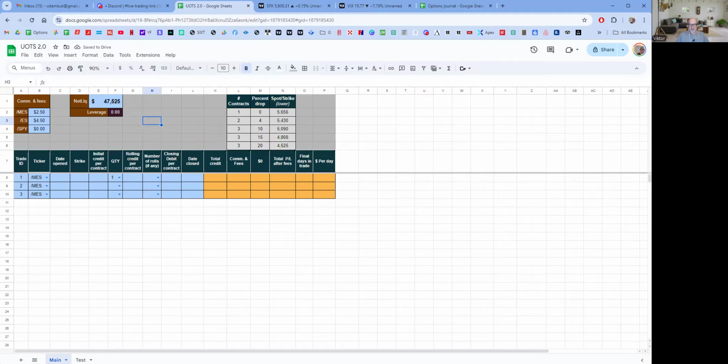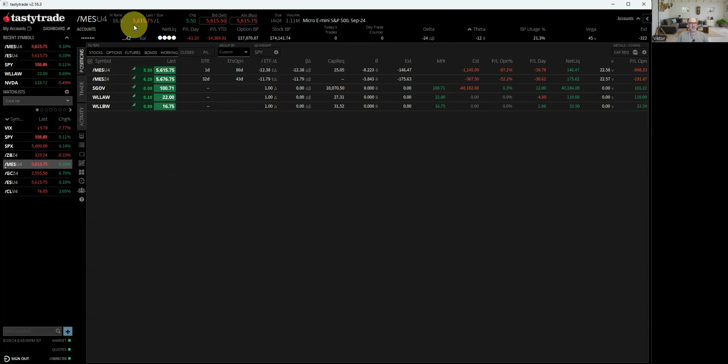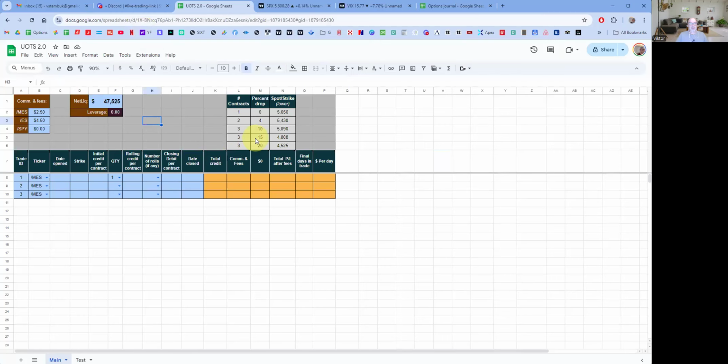And the market right now is 56.15. Okay, we'll record that right here, 56.15, to give us a start for the steps down. The first step, this is with a 0% drop, and then the second step would be 4% down, and then 10% down. So we're going to start right here.